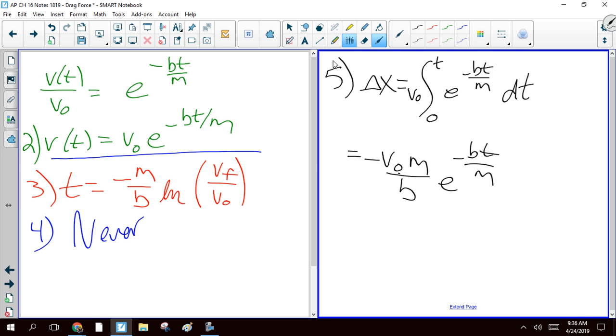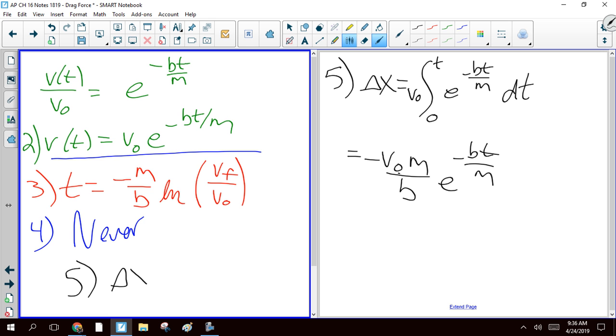Weston? Why do you have delta x equals v naught? I don't. I have delta x equals the integral of v of t. Here, I skipped a line. You just pull out a constant. And v naught is the constant, so I just pulled out the constant.